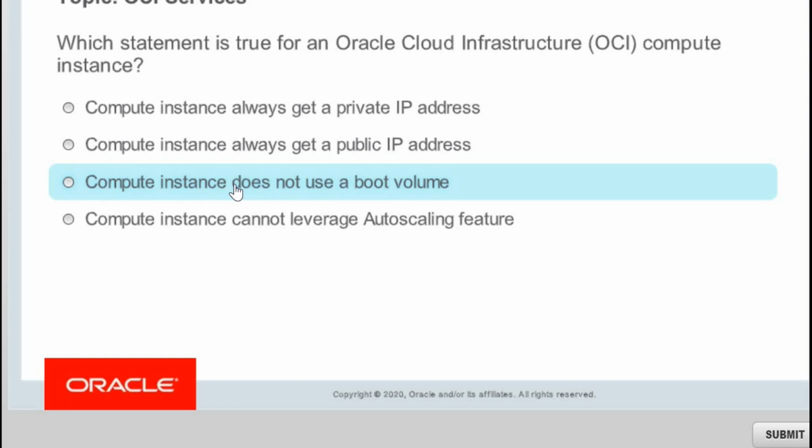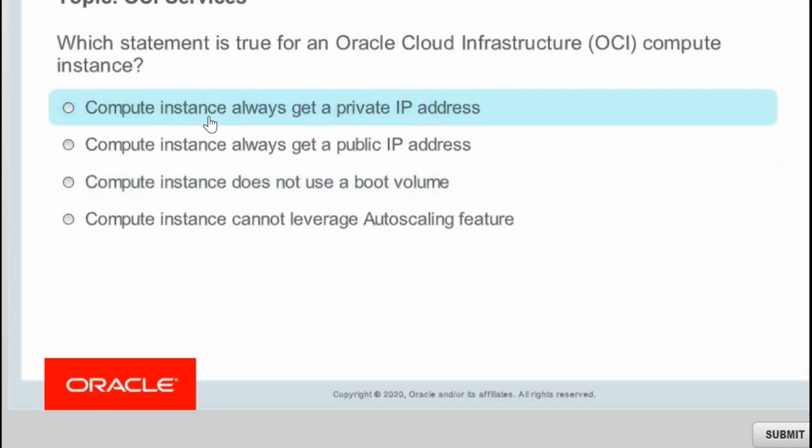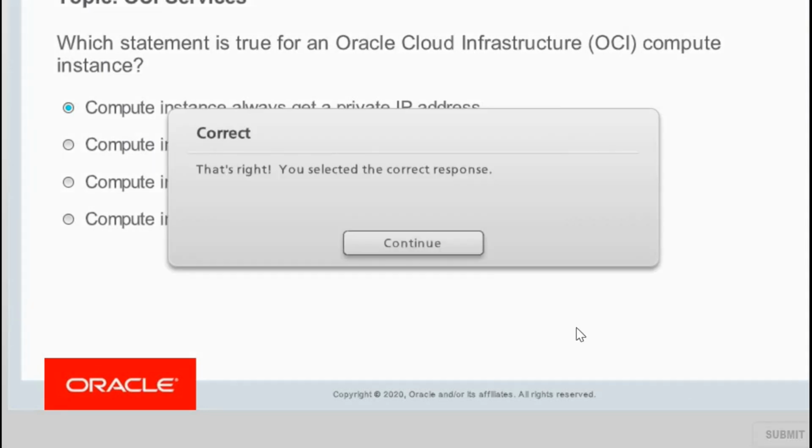Compute instances can leverage the auto scaling feature, and through that they can scale themselves up, either horizontal scaling or vertical scaling. So I think this is the right answer. Compute instances always get a private IP address. So I select this answer and press the submit button. Let's see if the answer is right or not. Okay, that answer is also right.